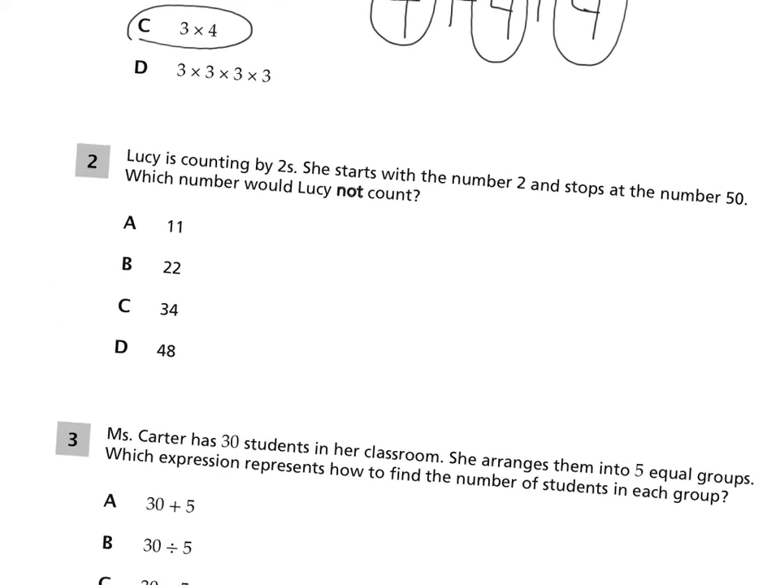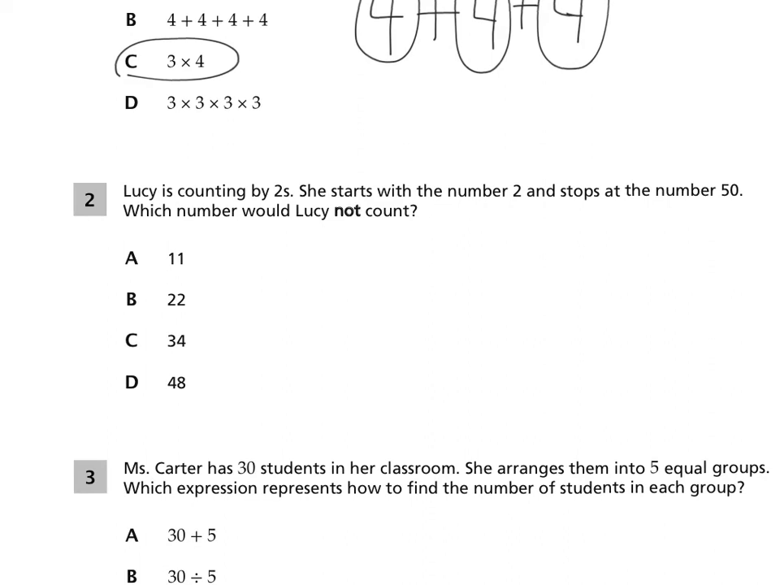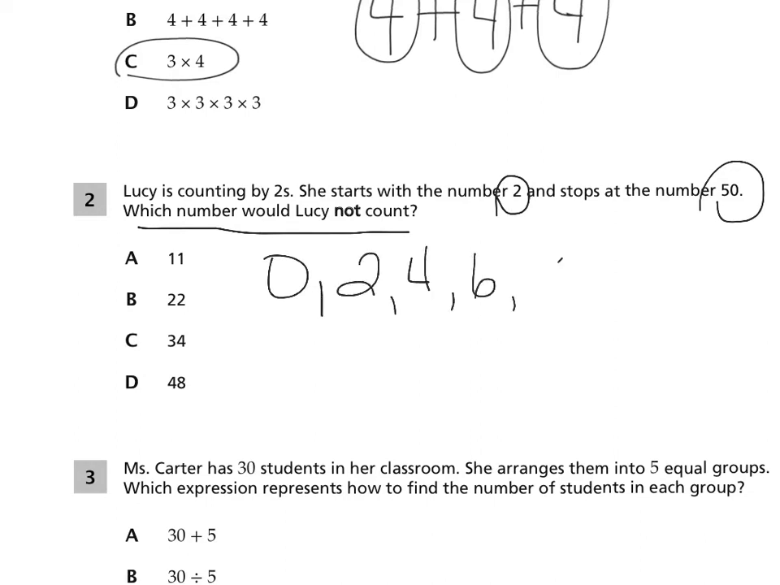Coming down to number 2, let me just adjust my screen here. So Lucy is counting by 2s. She starts with the number 2 and stops at the number 50. Which number would Lucy not count? You guys have done a really nice job this year with even and odd numbers. We know our even numbers are 0, 2, 4, 6, and 8, and how we need to look at our ones place when we have a 2-digit number to decide what's even or odd. And we know that 1 is an odd number, so Lucy would not count that number.